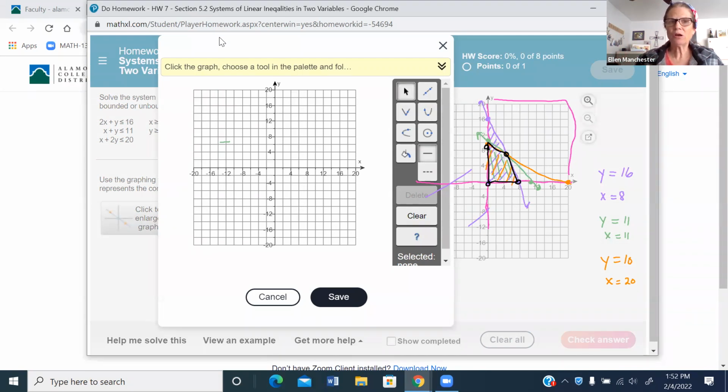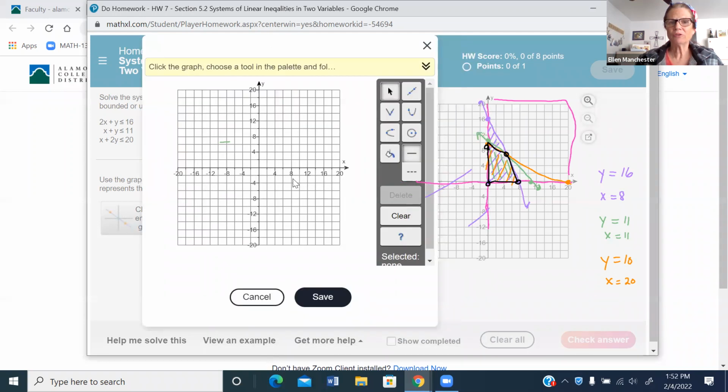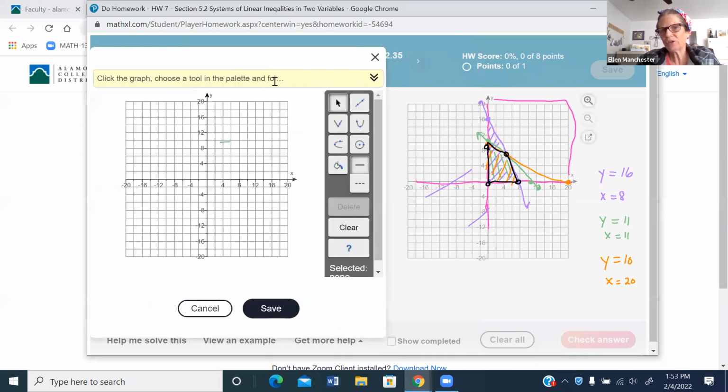Make sure that you always do your X and Y is greater than or equal to first. So solid line, because it's greater than or equal to. All three of these are also less than or equal to. So I know all my lines are going to be solid.